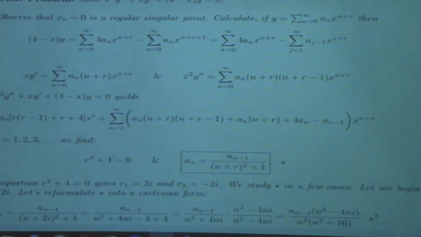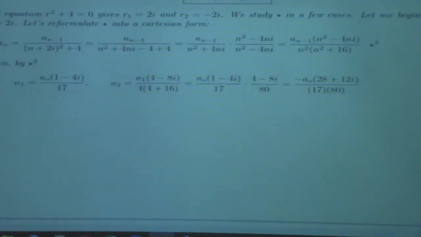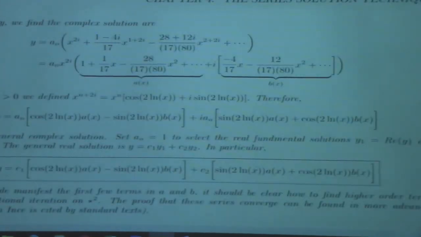So I plug the plus or minus 2i into my recurrence relation, which I get from everything except for the initial equation terms, right? And so then I've got a recurrence that involves complex arithmetic to sort through. So I got a1 is a naught times 1 minus 4i over 17, and then a2 is this, which works out to that. And yeah, that's about as much as I could tolerate at the moment.